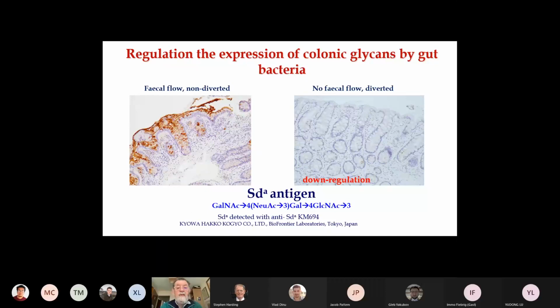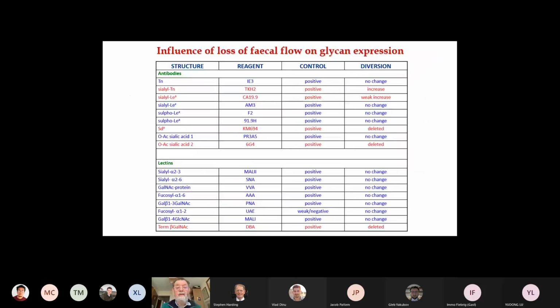Brilliant. This is the same structure again, the SDA antigen, but this time using an antibody. So confirmation of the first result with the lectin, we see the same result. There's a downregulation. So next slide, please.